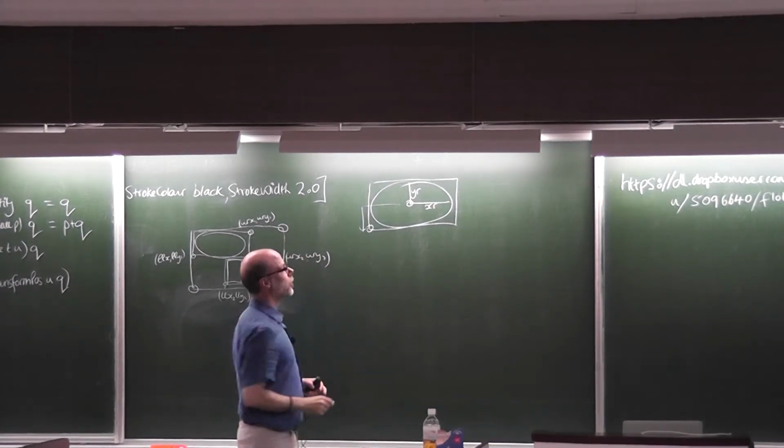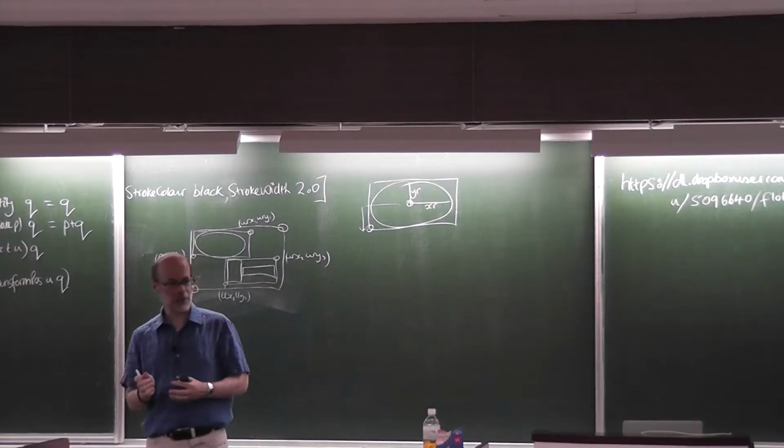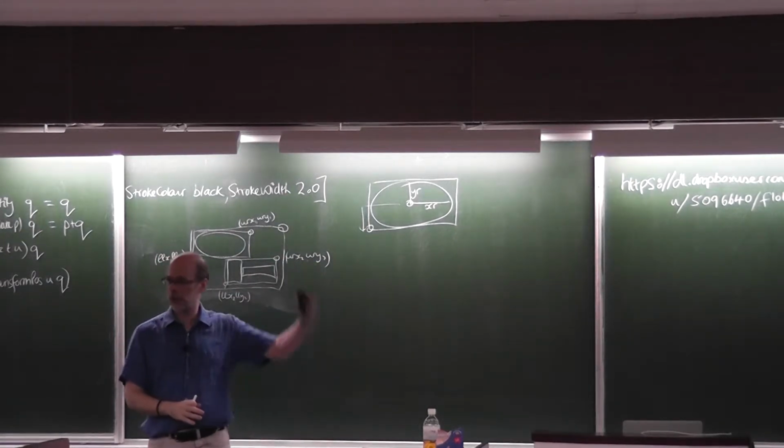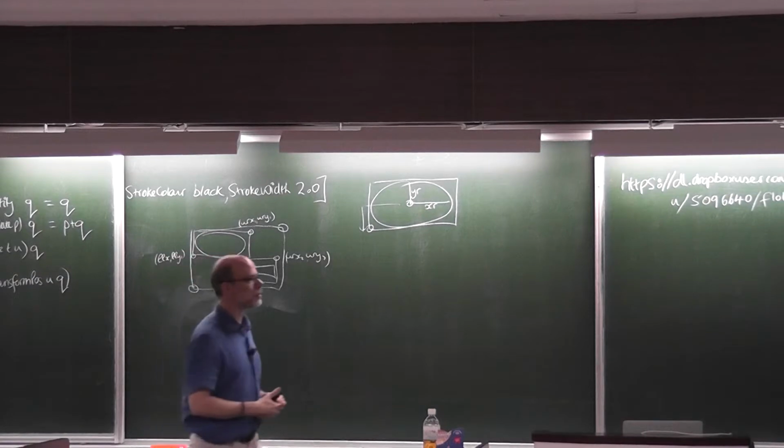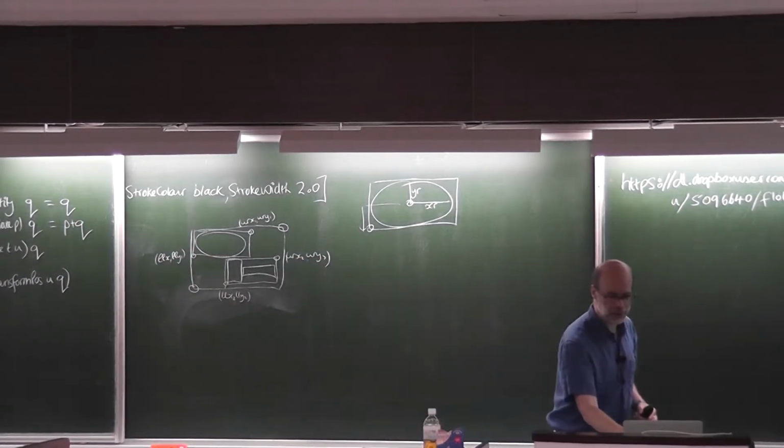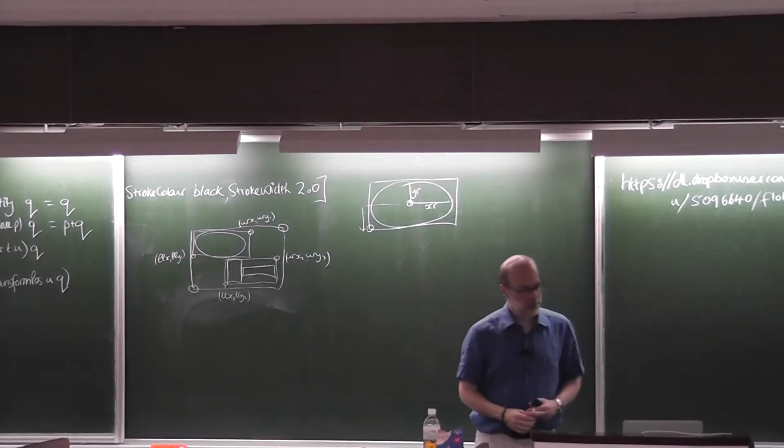lower left corner. And the upper right corner is x radius in the x coordinate and y radius in the y coordinate. So there's a rectangle around the ellipse there.